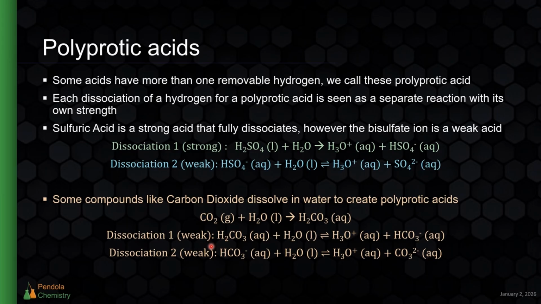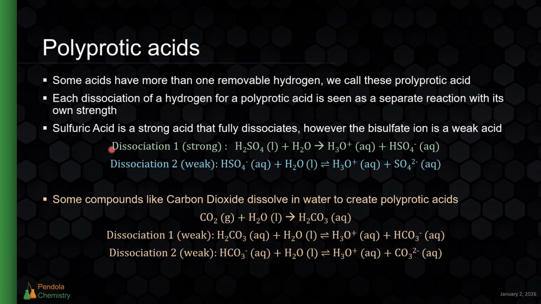The first dissociation of carbonic acid is weak, as is the second, but there are 2 dissociations. Carbonic acid is a polyprotic acid. The first dissociation is when the carbonic acid loses one hydrogen to water, creating hydronium and the HCO3 minus ion. And the second dissociation is when that HCO3 minus ion reacts with the water again to create a hydronium and the carbonate ion, CO3 2 minus. So these are 2 examples of polyprotic acids.